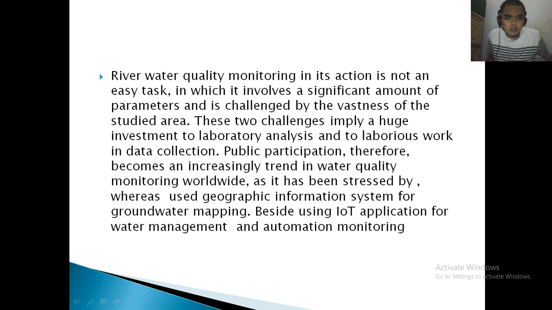River water quality monitoring in action is not an easy task, in which it involves a significant number of parameters and is challenged by the vastness of the studied area. This challenge implies a huge investment in laboratory analysis and laborious work in data collection. Public participation therefore has become an increasing trend in water quality monitoring worldwide, as has been stressed by first use of geographic information system for groundwater mapping, besides using IoT applications for water management and automation monitoring.